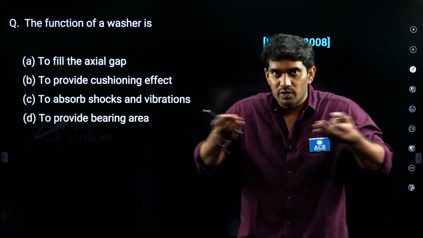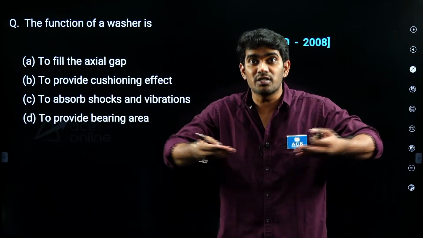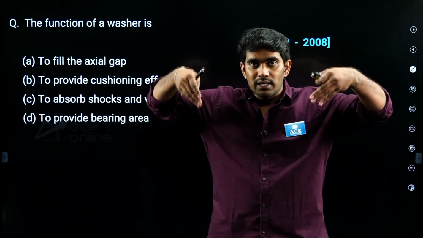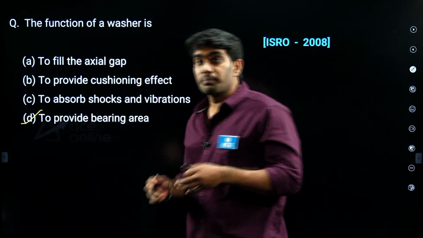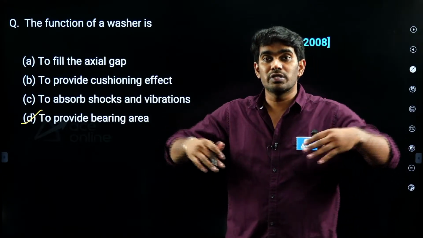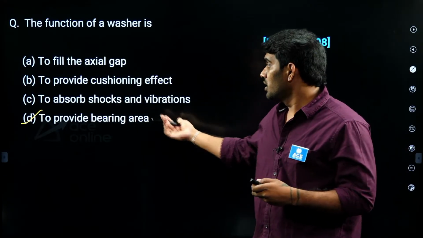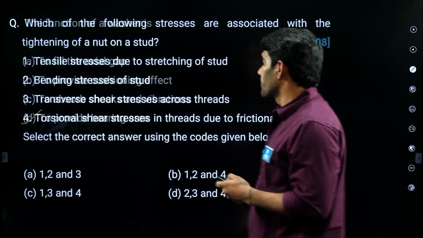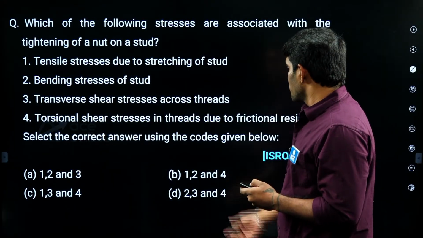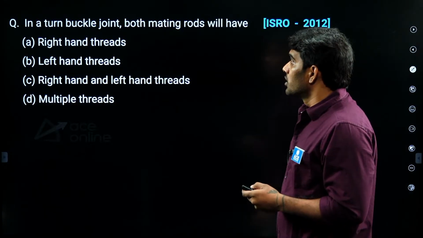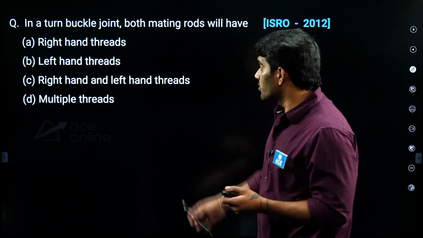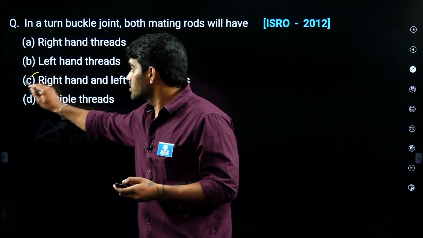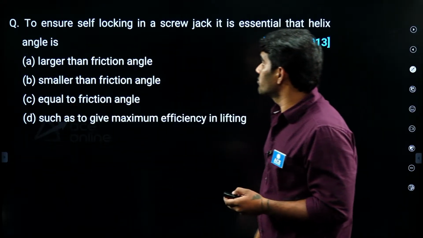A washer generally distributes the area. As it is distributing the area, the bearing area is increasing to provide more bearing area. If you see a turnbuckle, it will have right-handed and left-handed threads. Both are present in the case of a turnbuckle.